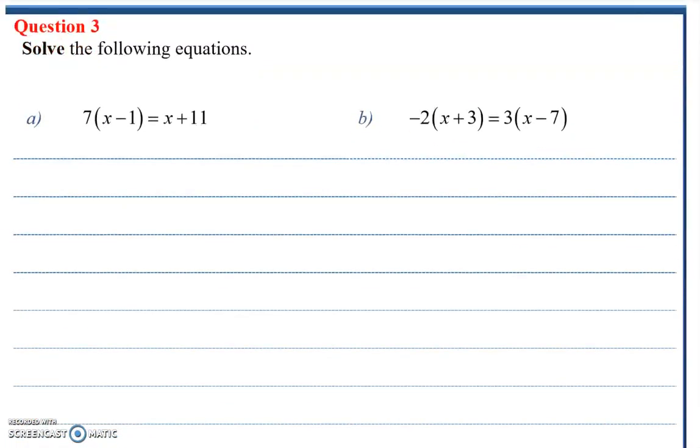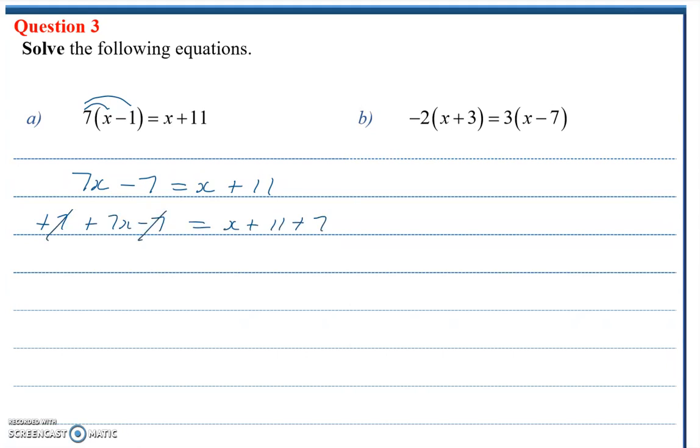In question 3, we could do one of two things. We could divide both sides by 7, or we could expand the left-hand side first by using the distributive law. We'll go with option 2. So 7 multiplied by x is 7x. 7 multiplied by negative 1 is negative 7. We're left with x plus 11 on the right-hand side. We'll now add 7 to both sides.